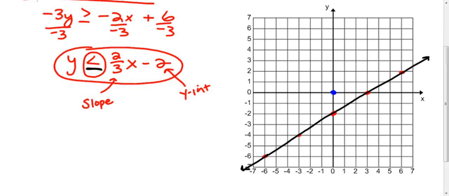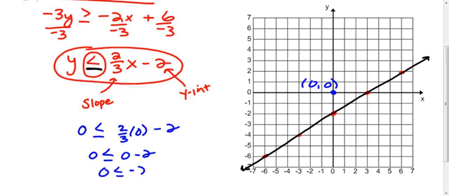So I am going to plug, and this is 0, 0. So I am going to plug 0 in for x and 0 in for y and decide if I have a true statement or not. So is 0 less than or equal to 2/3 times 0 minus 2? Or is 0 less than or equal to 0 minus 2? Or is 0 less than or equal to negative 2? And 0 is not less than or equal to negative 2. So I will not shade on that side of the line. I will shade on the other side of the line.